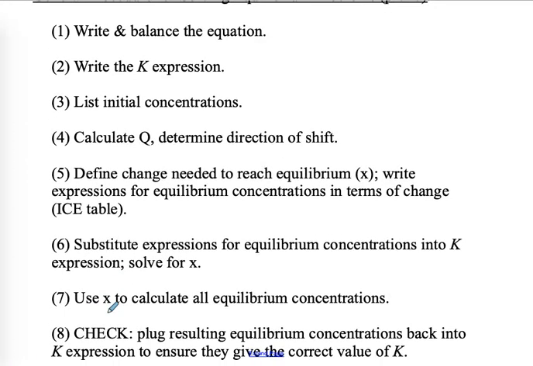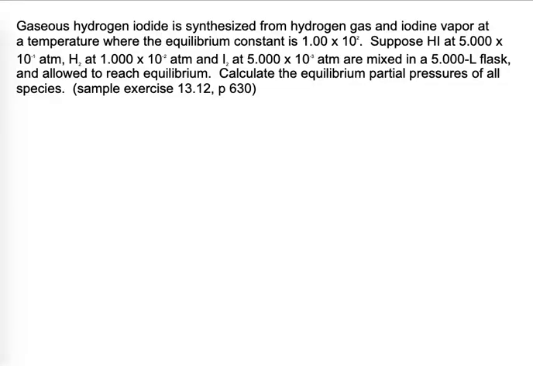Define the change needed to reach equilibrium. Write the expressions for the equilibrium concentrations in terms of x in the ICE table. Take those expressions from the E column in the ICE table, substitute them into the K expression, and after that, the chemistry is over. All that's left is math, and all you're really trying to do is use whatever algebraic technique you need to solve for x. Calculate the equilibrium concentrations, and then check by plugging in. We'll do a couple more examples.